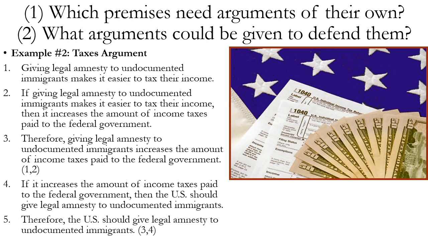If it increases the amount of income taxes paid to the federal government, then the U.S. should give legal amnesty to undocumented immigrants. This is really the premise in most need of defense here, because there's a big logical gap between saying that this policy would increase the amount of income taxes paid to the government and the claim that therefore the U.S. should give legal amnesty. Because there's a lot of competing considerations to consider when deciding on a new policy. In general, it's reasonable to suggest that a policy has a reason in favor for it if it increases income tax, but there's definitely competing considerations. So it's not the goal of government to just maximize tax revenue. There's other values that you're trying to provide for, like for the economy and things like that. So you definitely would need to defend line 4 with additional argumentation.